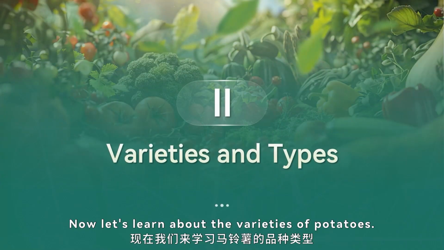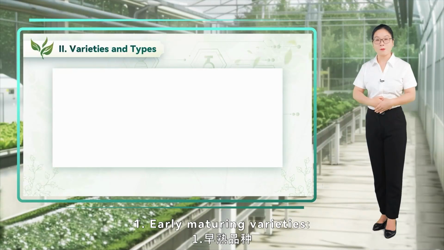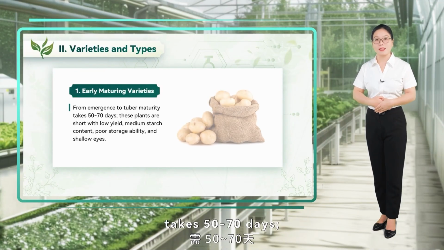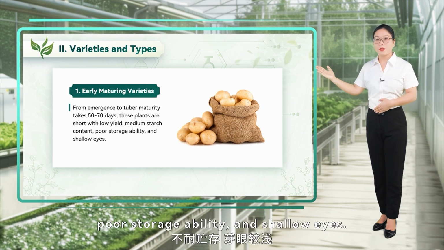Now let's learn about the varieties of potatoes. 1. Early maturing varieties. From emergence to tuber maturity takes 50 to 70 days. These plants are short with low yield, medium starch content, poor storage ability, and shallow eyes.